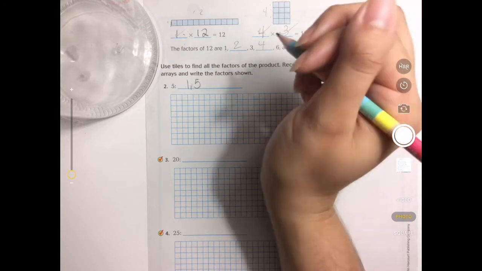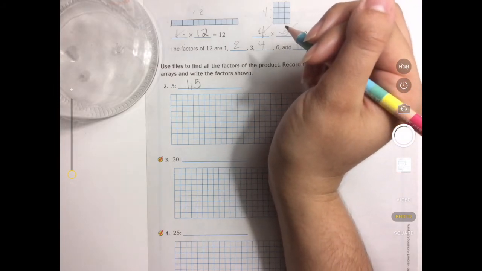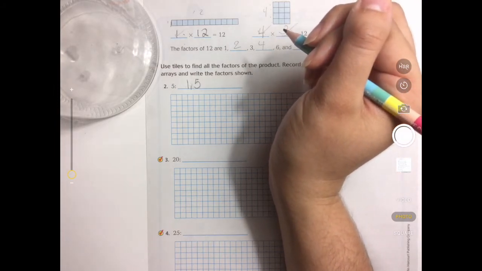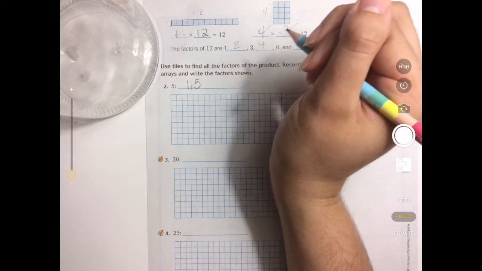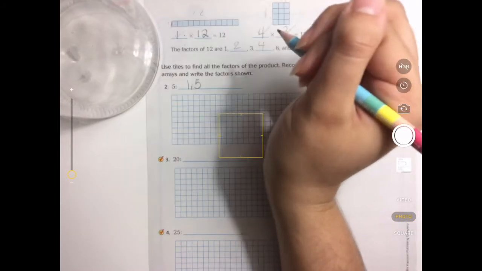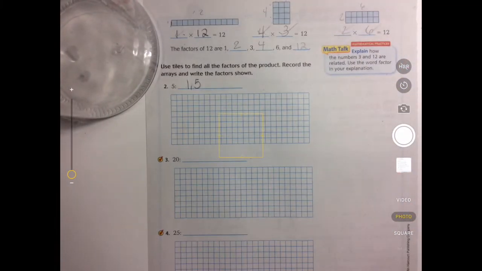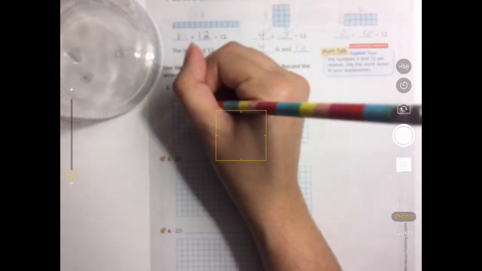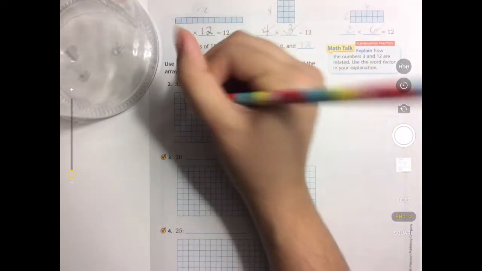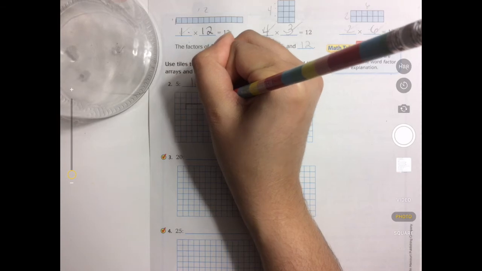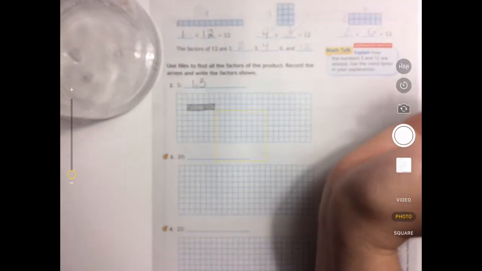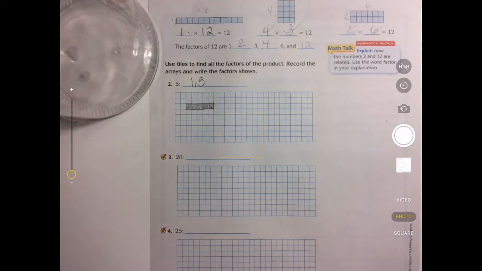Is there anything else? Let's think of 2. Does 2 multiply by something to give us 5? No. Does 3 multiply by something to give us 5? No. Does 4? No. So the only factors for 5 are 1 and 5. Now let's make an array for that. You would have one row of 1, 2, 3, 4, 5. And there's your array.